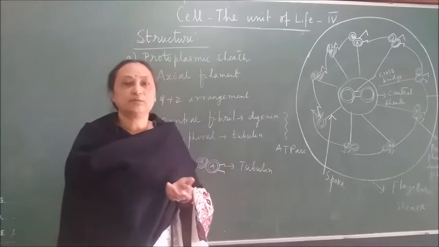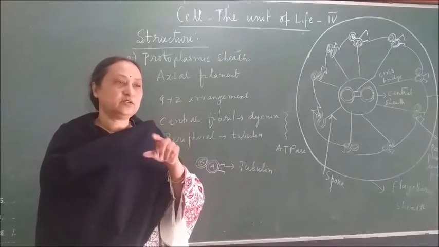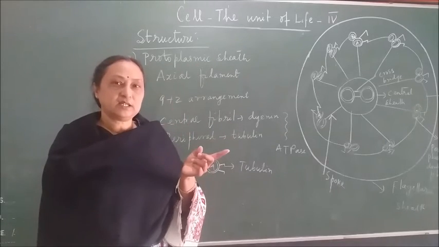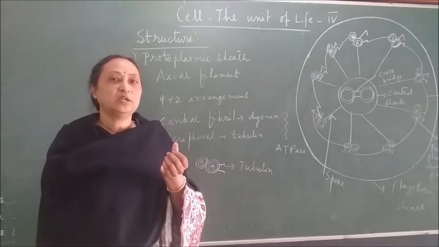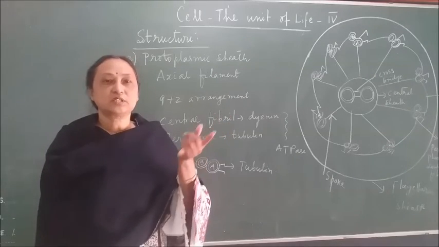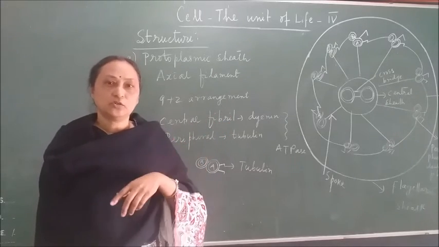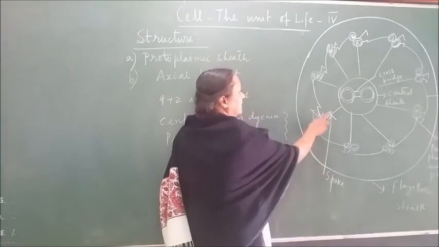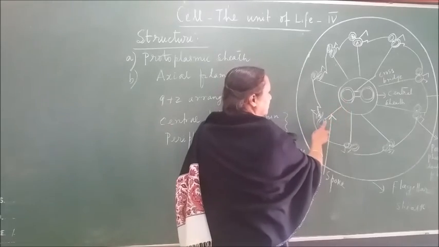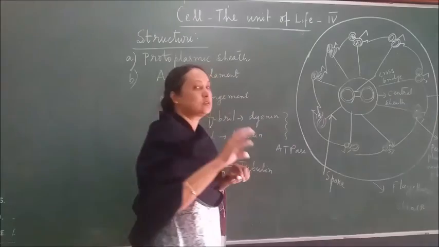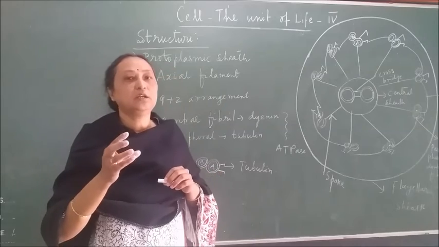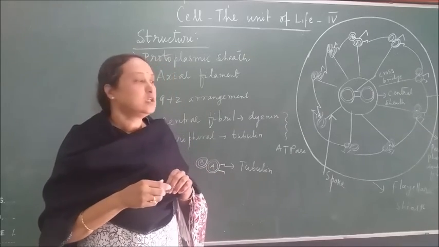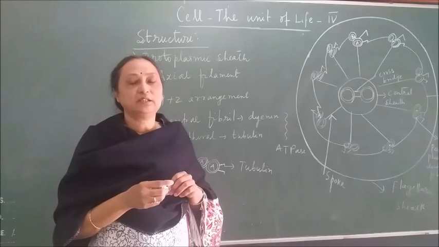For example, suppose you take a cart. In the cart, in the center you can find a groove, and the peripheral part of the cart is there. If the central portion is moving, then automatically the peripheral part which is connected to the central one is also moving. Similarly here, the peripheral fibrils are connected to the central one with the help of spokes. If the central part is rotating, then automatically the peripheral fibrils connected to it are also rotating. This is the way the cilia and the flagella beat.